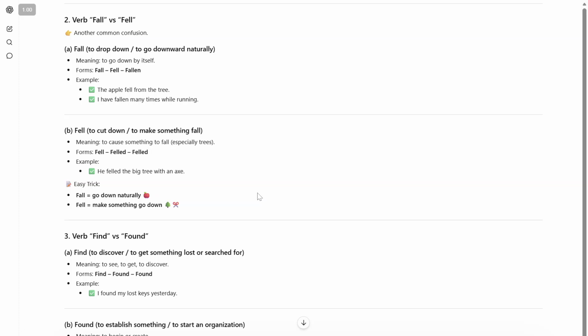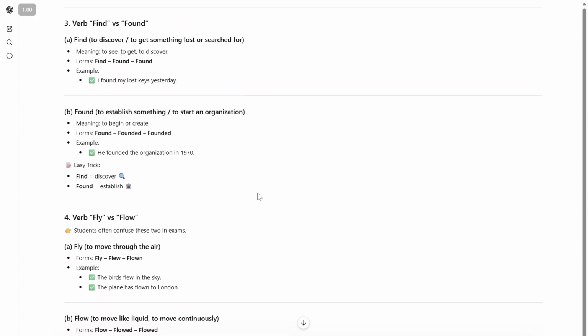Verb find versus found. A, find, to discover, to get something lost or searched for, meaning to see, to get, to discover. Forms: find, found, found. Example, I found my lost keys yesterday. B, found, to establish something, to start an organization, meaning to begin or create. Forms: found, founded, founded. Example, he founded the organization in 1970. Easy trick: find equals discover, found is establish.